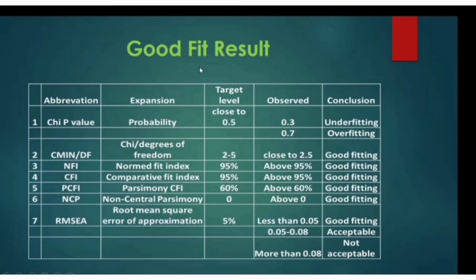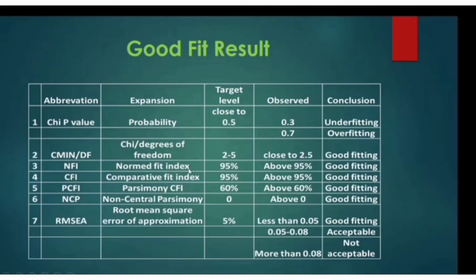Here is the summary of what a good model fit result should look like. So this is what we should expect in our results. For the chi-square p-value, the target level is 0.5. When we have 0.7 or above 0.5, it's overfitting, and less than 0.5 is underfitting. For the CMIN/DF, between 2 to 5 is a good fit. But when we have above 5, it's not acceptable.